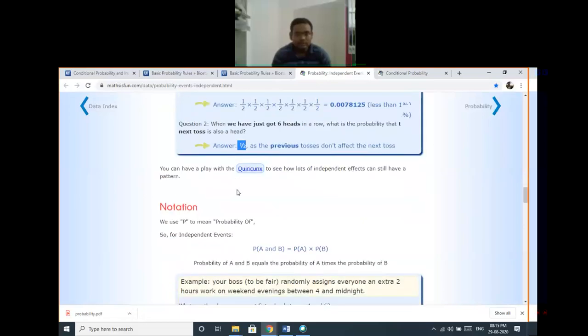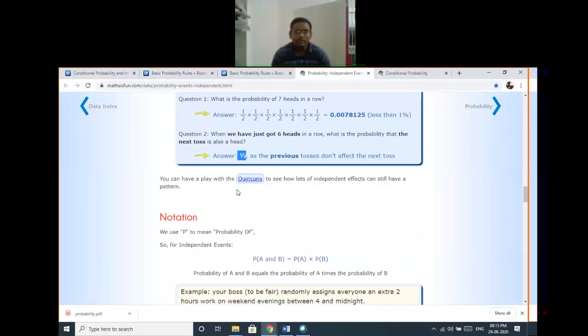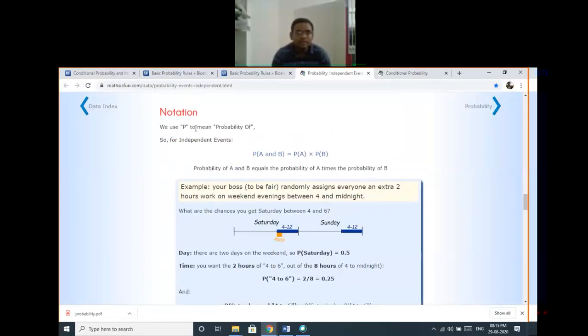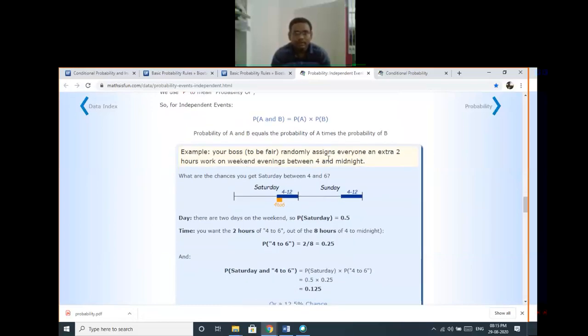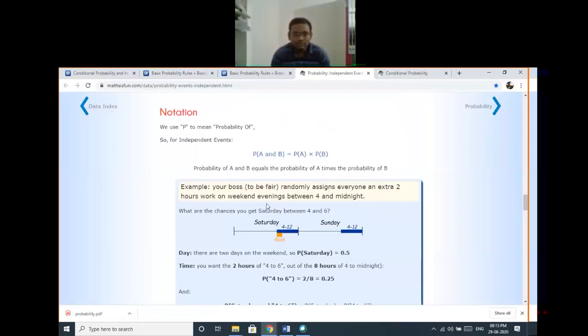Okay, so this is the thing you have to know about dependent and independent events. We use P as the notation for probability of, for the independent events. Probability of A and B is equal to probability of A into probability of B. Suppose this is the example.